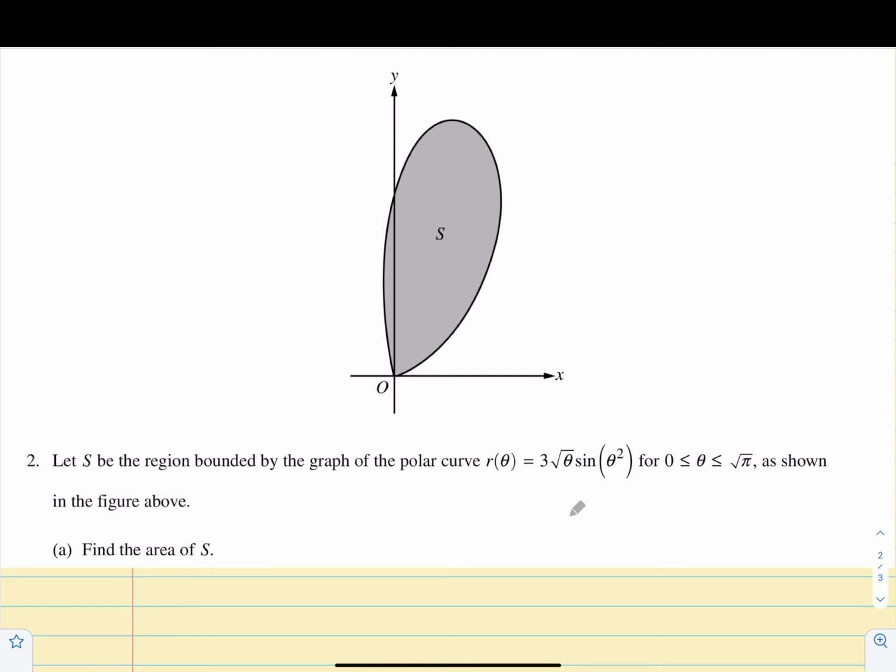If we want to find the area, we can use the integral: 1/2 of the integral of r(theta) squared from 0 to the square root of pi, d theta. This is the area of S. Then we put it into our calculator, and we get the answer.